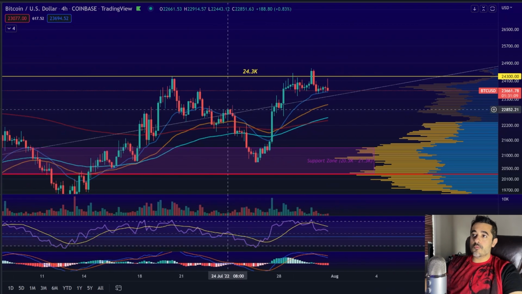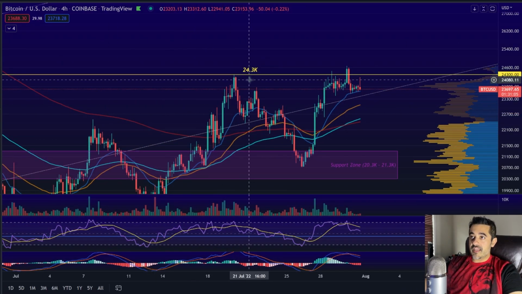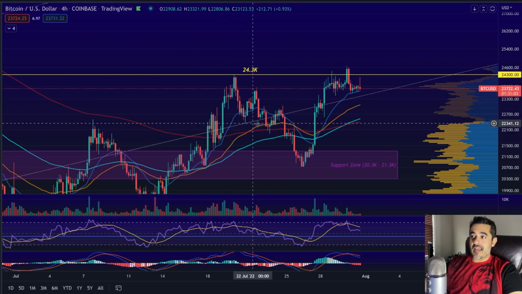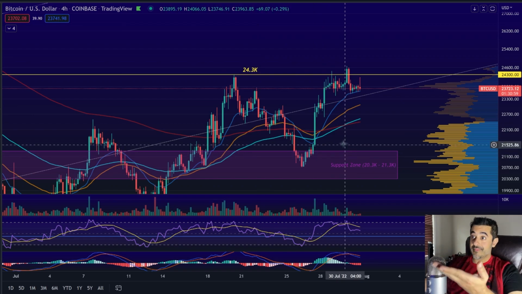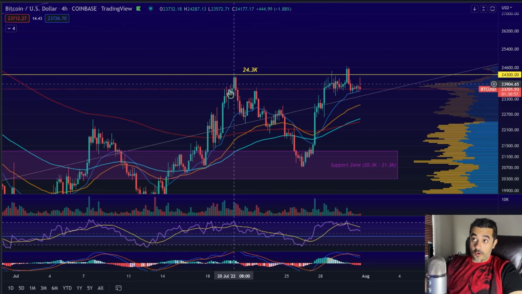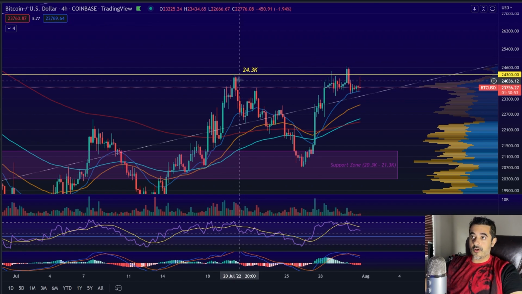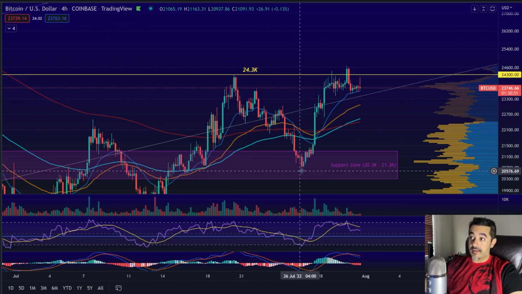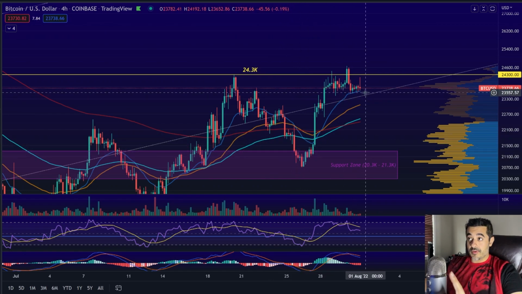Okay, so the last time we talked, what we talked about was hitting 24.3K as a top and then coming back and testing our support. 24.3K was a pretty good top, right? We kind of called that. And then we kind of called that support before we moved up. Now the question is, are we going to do the breakout?